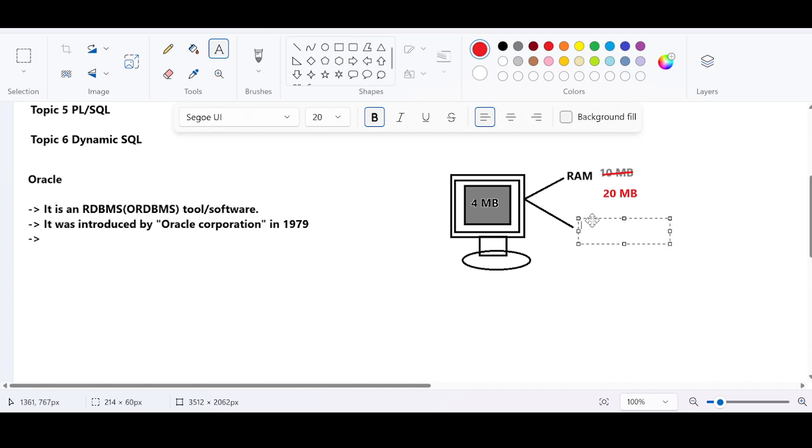What is ROM like? I can say that your hard disk is the ROM, permanent memory. If you want to store something permanently, then ROM is required. Example: hard disk. Random access memory means memory gets accessed randomly. ROM is read-only memory, permanent memory.